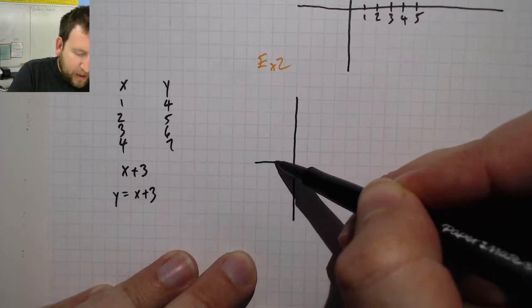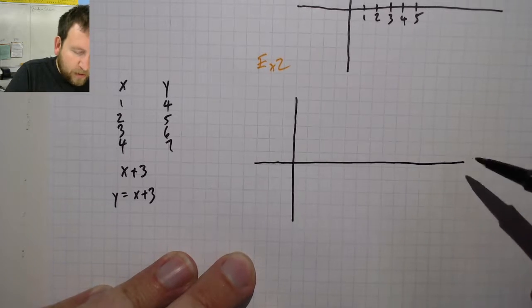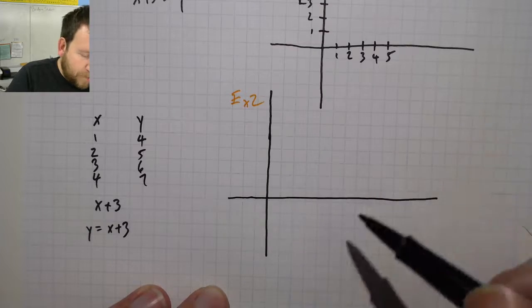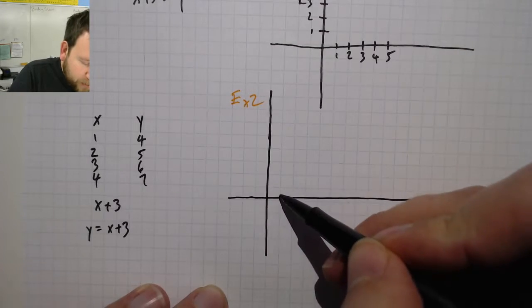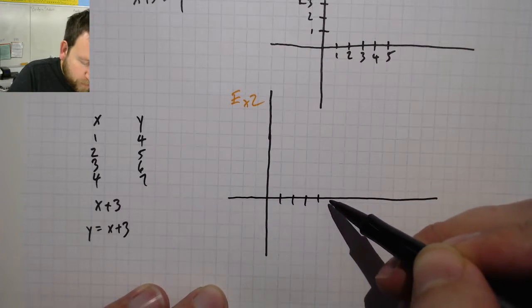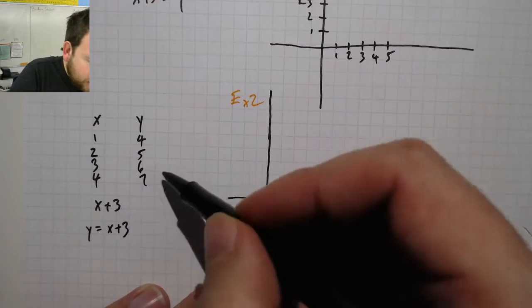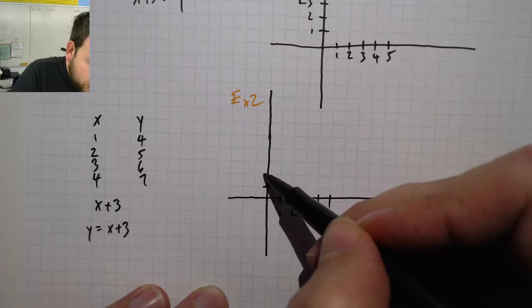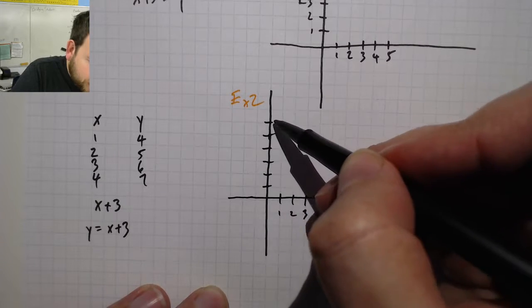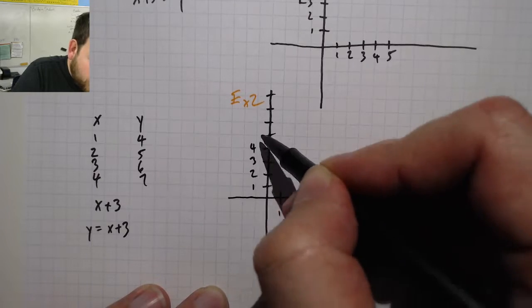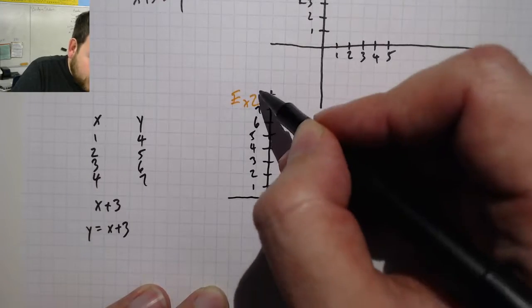I can see again that I'm going to need just up here. I probably should have built this a little bit lower, but that's okay. I'm going to need 1 through 4 on my x. So I'm going to go 1, 2, 3, 4, 5. And I'm going to need up to 7. So I'm going to go 1, 2, 3, 4, 5, 6, 7, 8.